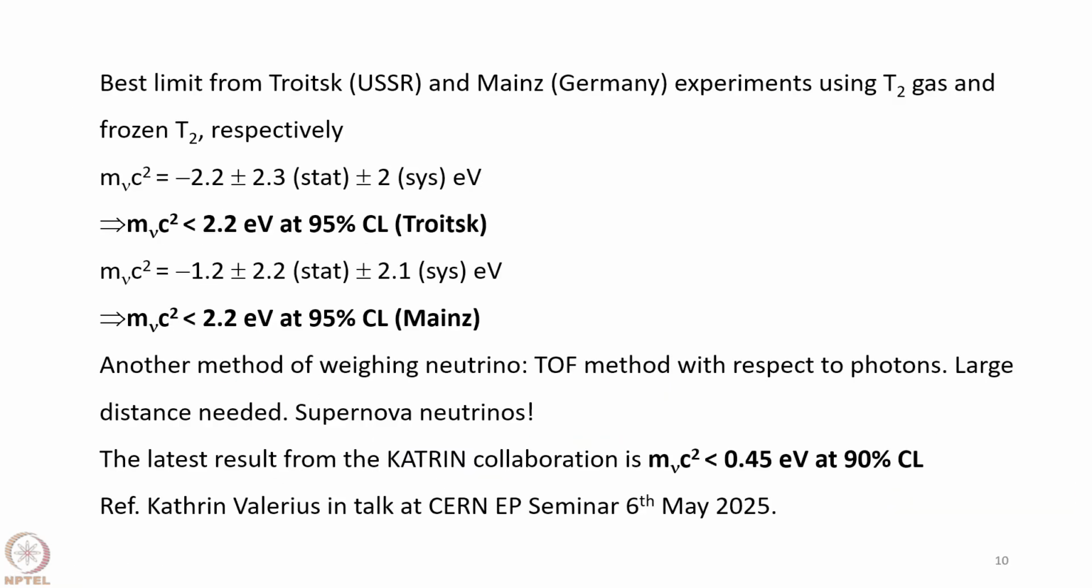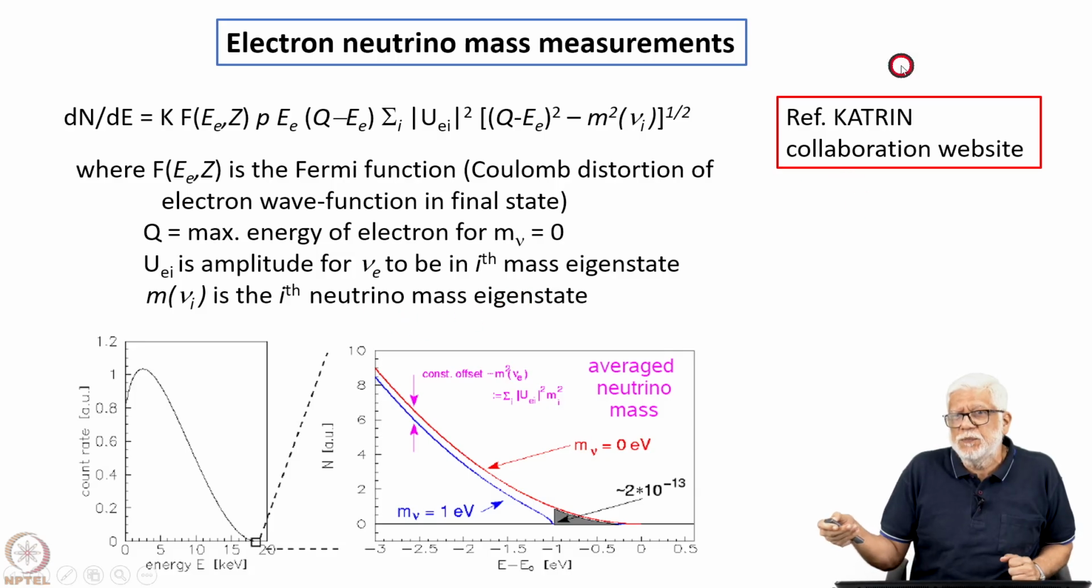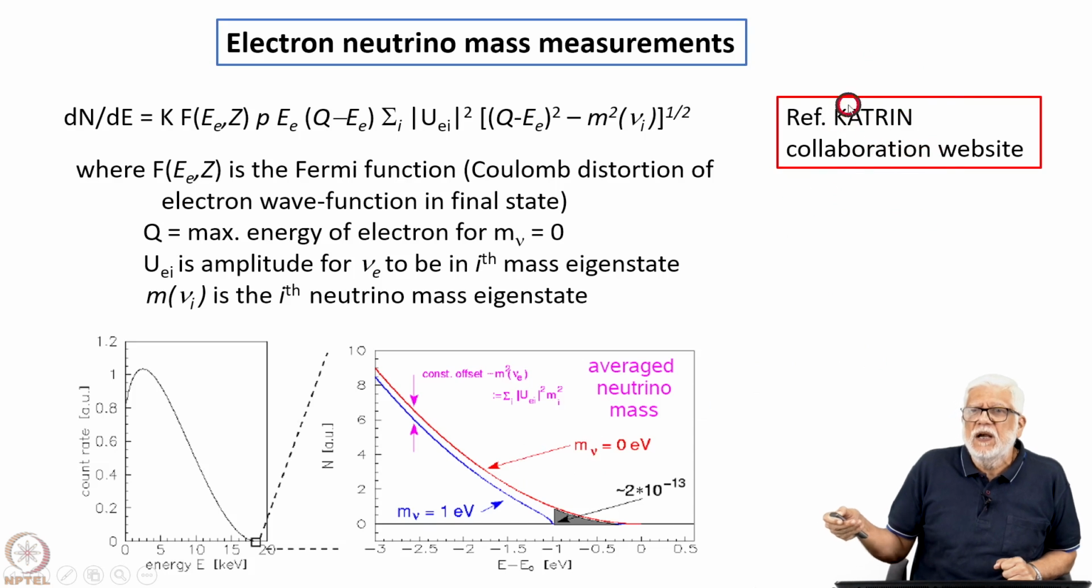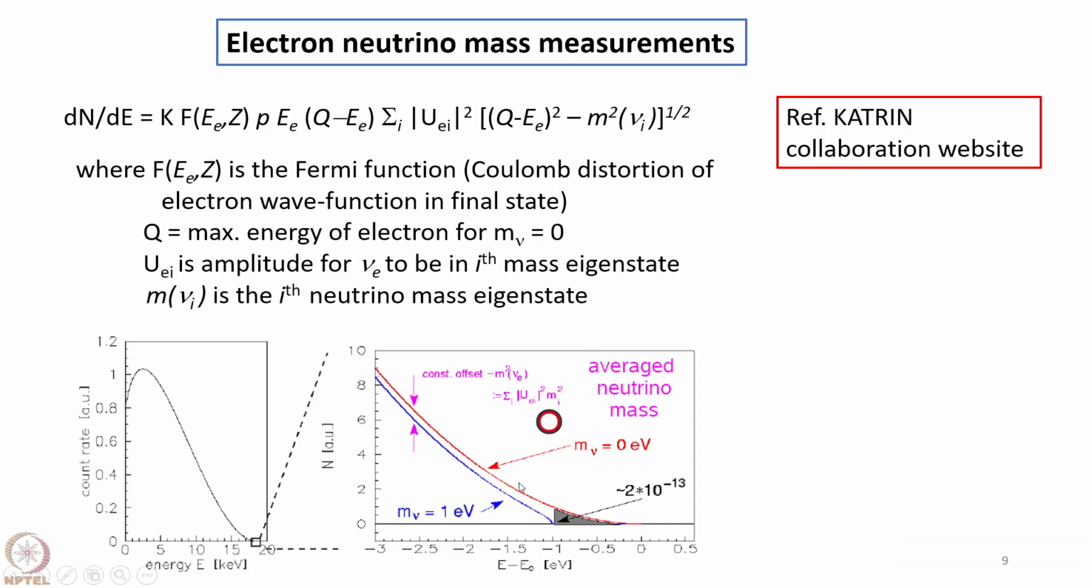By the way, this is taken from the KATRIN website. As of today, this is the best and the most sensitive experiment for a finite neutrino mass. They are sensitive to 0.2 eV/c², and they can measure it if it is about 0.4 eV/c² with some reasonable accuracy.